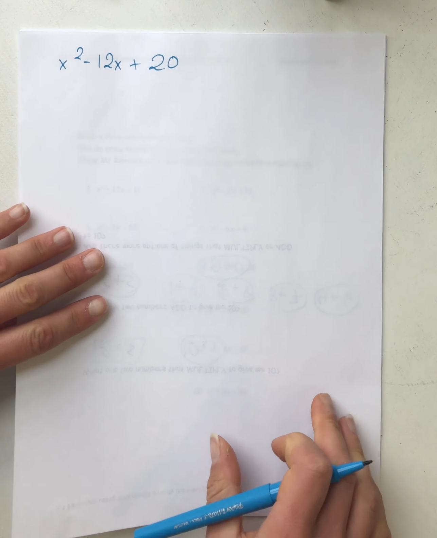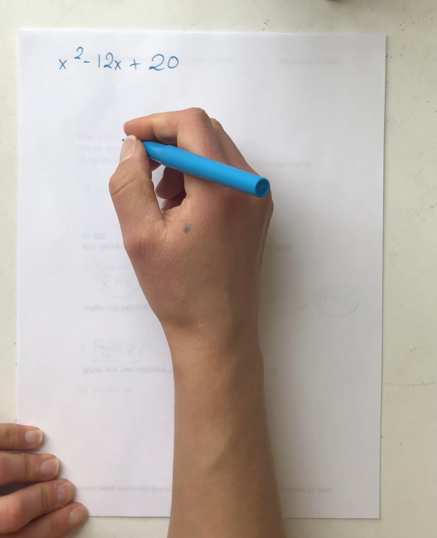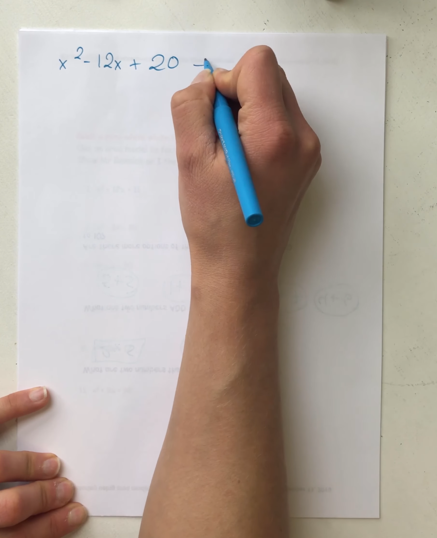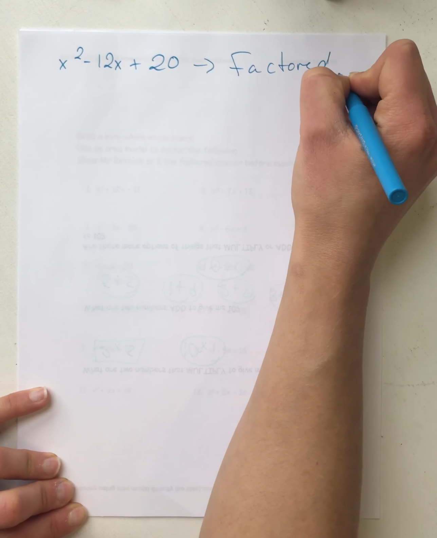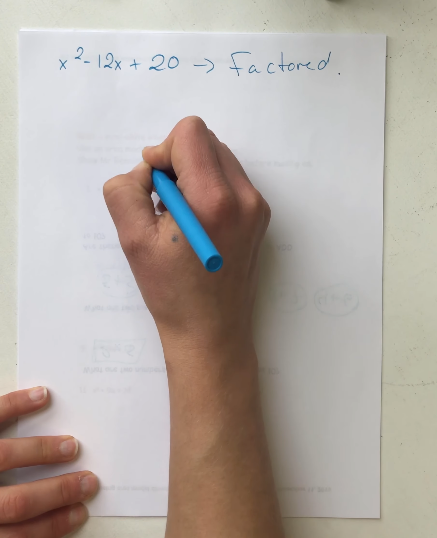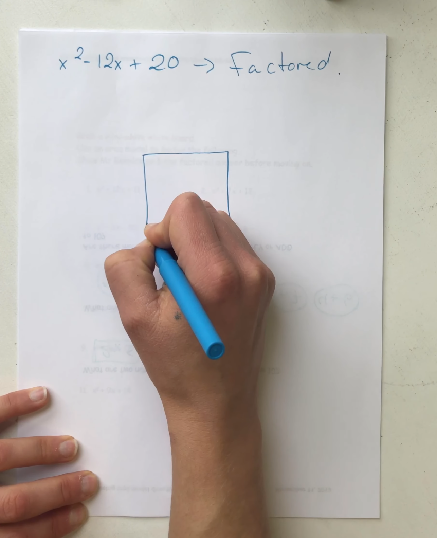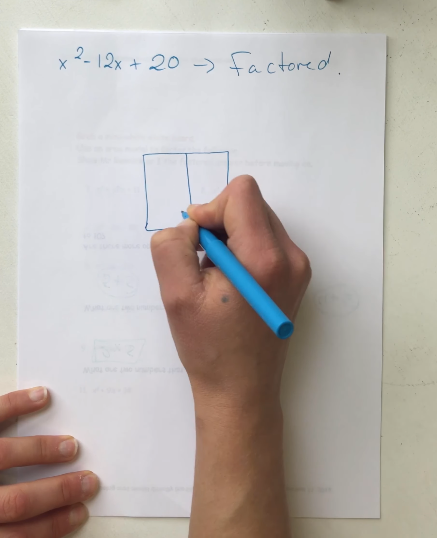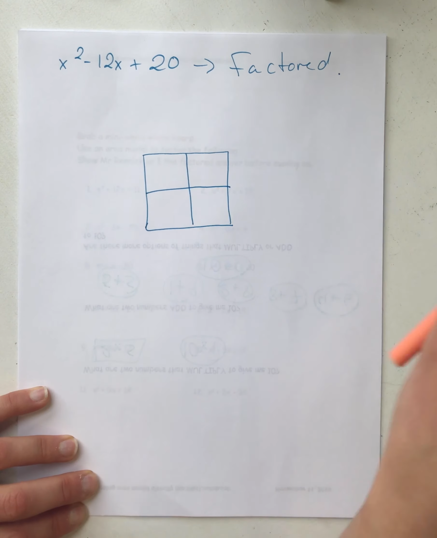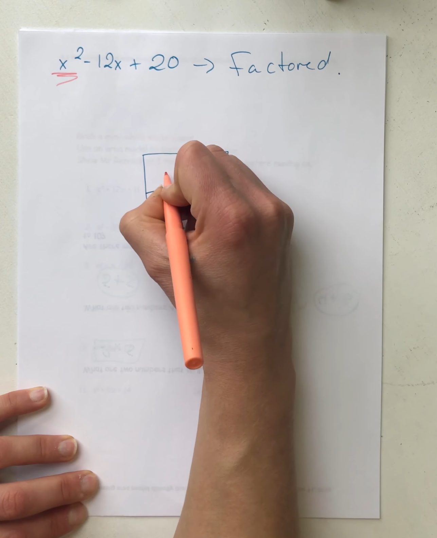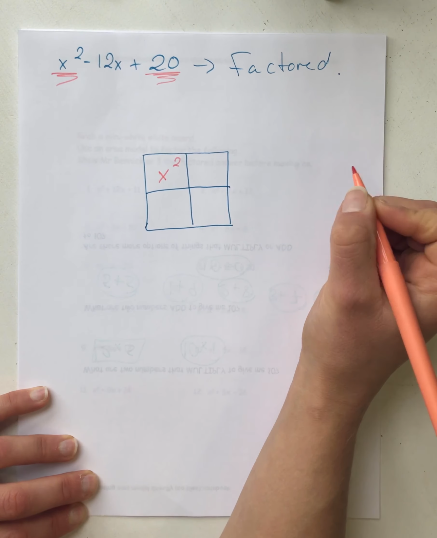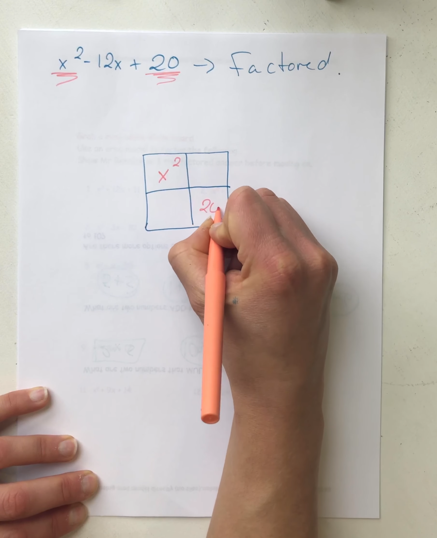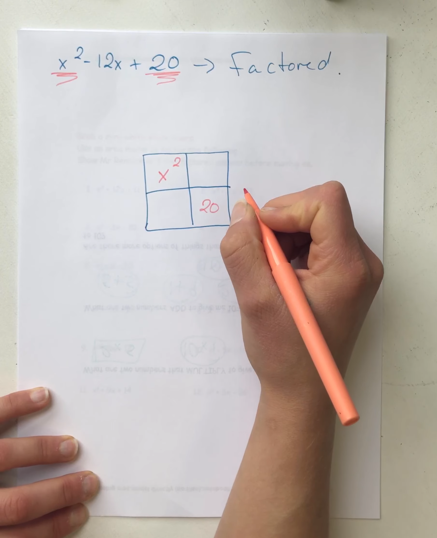Okay, so we have our question, and now what we want to know is what it is in factored form. So we're going to draw our window, and we're going to plug in the information that we know. So we know that this one goes here. We know that this one goes here.